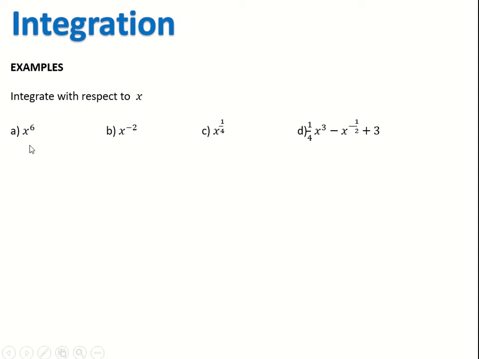Okay, so if we're integrating with respect to x, we've got x to the power of 6. So we will write it like this, the curly f thing, x to the power of 6 dx. That's what we're doing. We are integrating x to the power of 6 with respect to x. And there are a lot of similarities with differentiation here, so don't get too confused, okay?